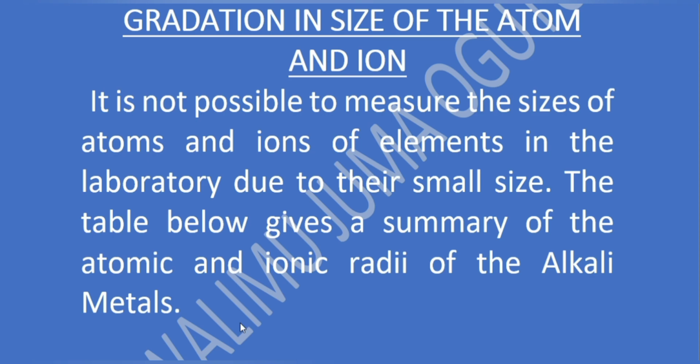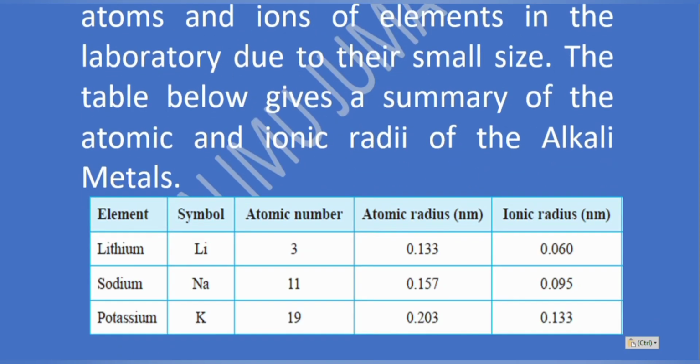Due to their small size, the table below gives a summary of the atomic and ionic radius of the alkali metals. Now because the atom is so small, and now the ion is losing an electron, the atom is losing an electron to form an ion. So the ion is even smaller, so it will be impossible for us to measure their sizes.